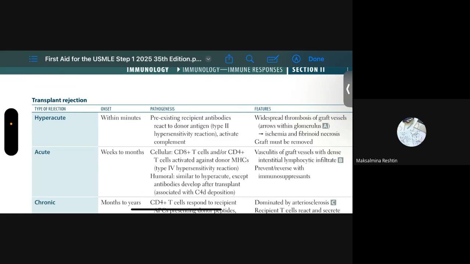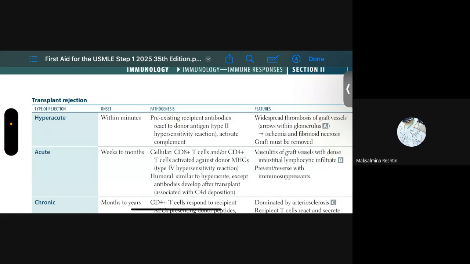That's time. For example, if a question stem tells you that we just did a transplant, and within minutes we see fibrinoid necrosis and the GFR dropped and we have to remove the graft, which type of rejection is it? It's your hyperacute, right? Hyperacute occurs within minutes, even on the operating table. It's going to occur on the operating table, within the minute.